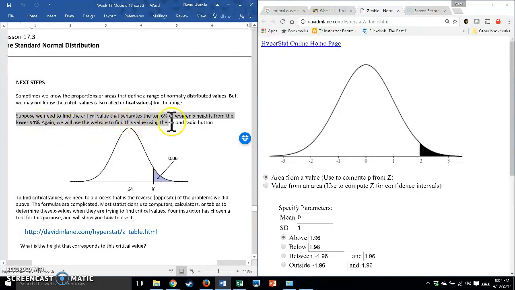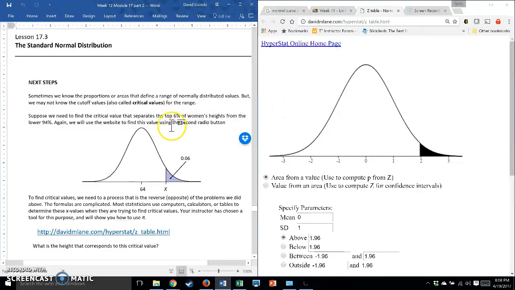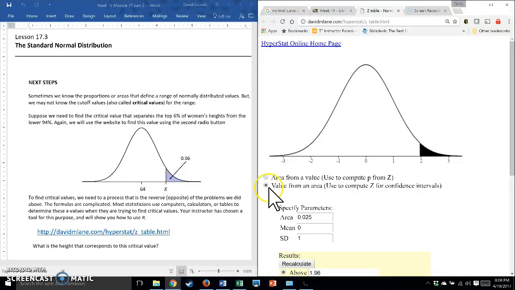Again, we will use this website to find this missing value, but we have to use, and let me highlight this again, the second radio button. All right, what do I mean by that? Over here on this website, if I am given the percent first, I have to work backwards. So I have to click this button right here. Again, notice the button that I'm clicking on is to find the value from the area.